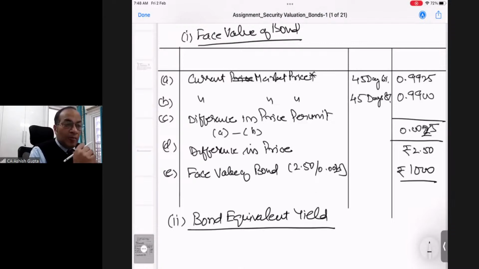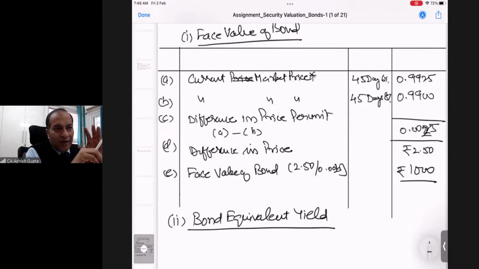Now, please note, it says we have to compute bond equivalent yield. Bond equivalent yield means, sometimes, actually, this concept is more relevant in the context of a money market instrument. What happens in a money market instrument? There, as I told you in my last class, the holding period is less than a year, whereas in a bond, the duration is more than a year.